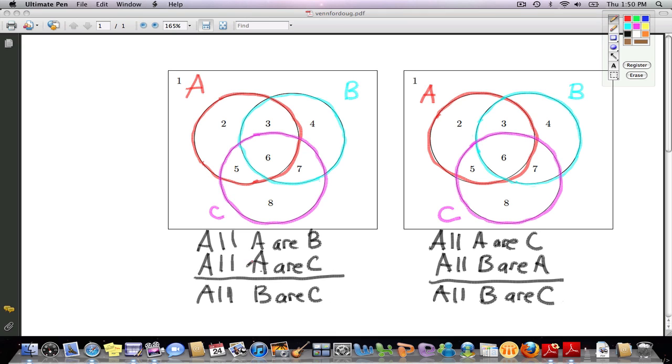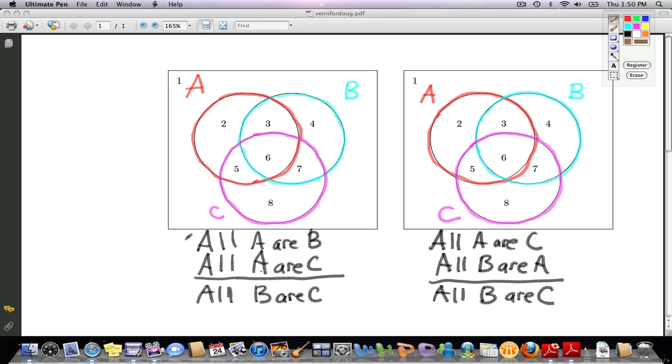So the method is this: you diagram the two premises, or however many premises you have, and then you look at the diagram and see if the conclusion is guaranteed to be true. Remember, we're talking about deductive arguments here, so the question is whether the conclusion is guaranteed to be true, or necessarily true, based on the premises.